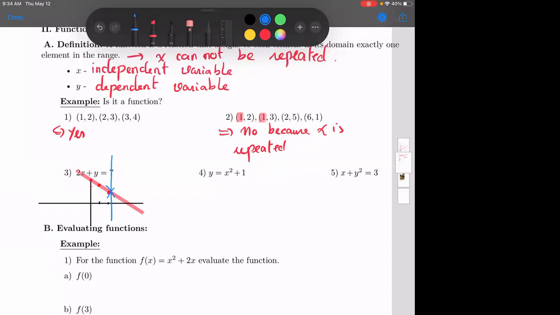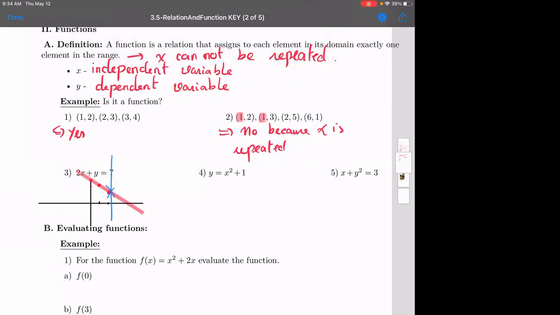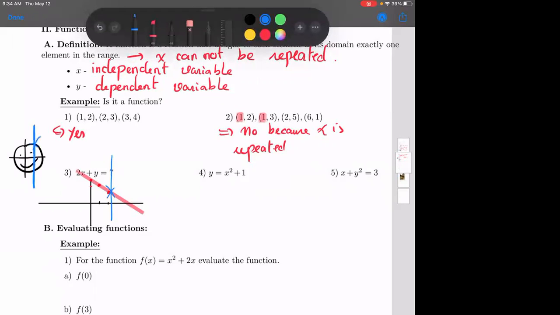So for example, if I have something like this, don't write this down. I don't have space. For example, I have a smiley face. Is it a function? No, right? If you draw a vertical line, it cuts twice. So that means you have 2 x's, but how many y? 1 y here, right? Anyway, that's for 3.6. So yes, it is a function.